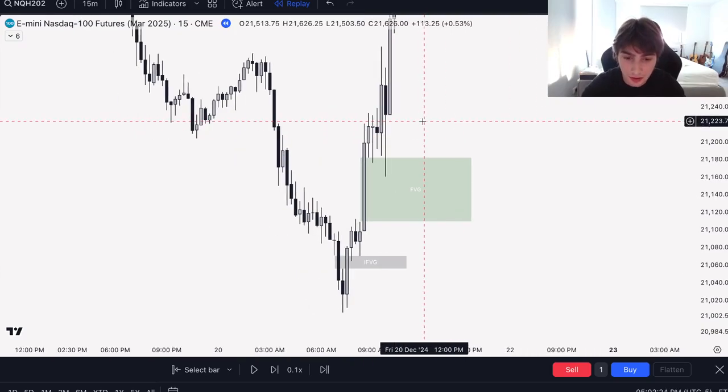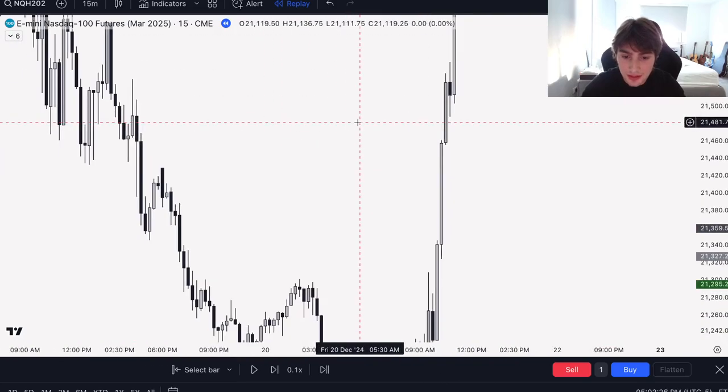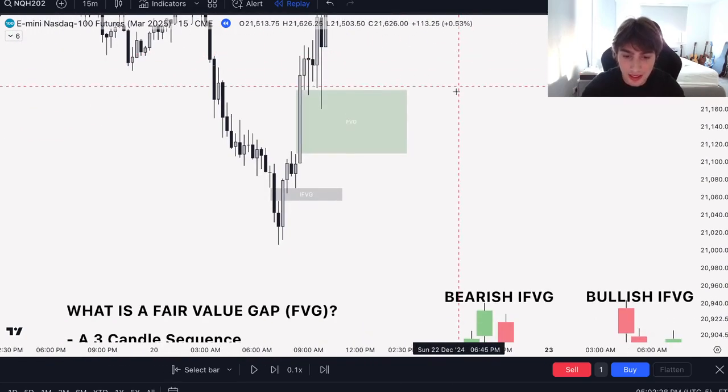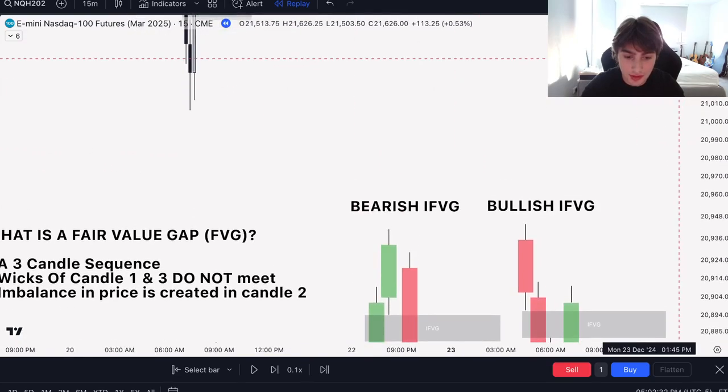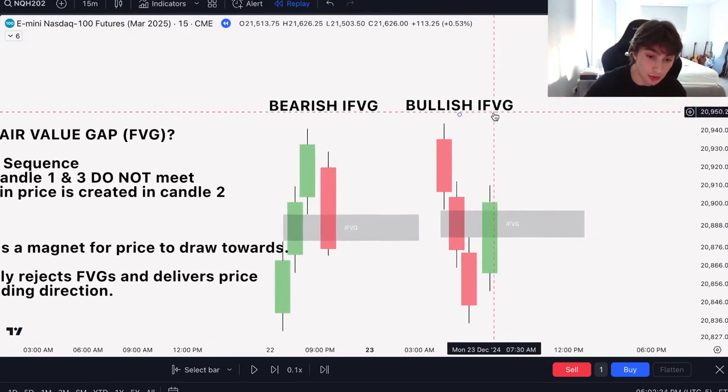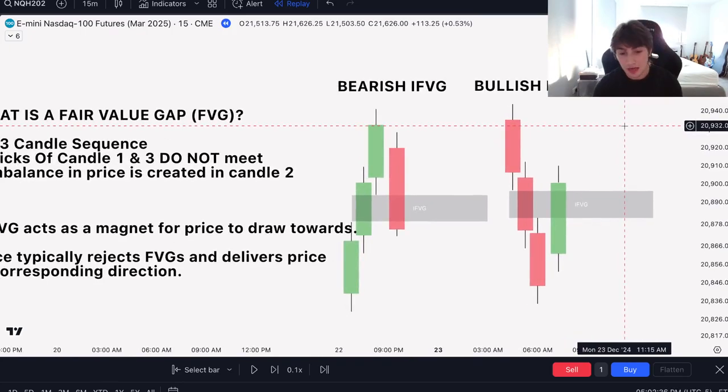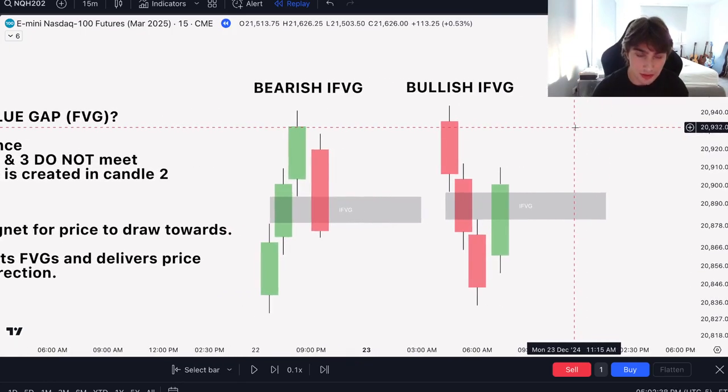And they're not hard to find. These inversions happen all the time, and they're a great tool to figure out where price is going to go next. And so if you understand fair value gaps, there's no reason for you not to understand inversions. All you need to know is that for fair value gaps to remain fair value gaps, the bodies and the wicks need to respect that fair value gap.